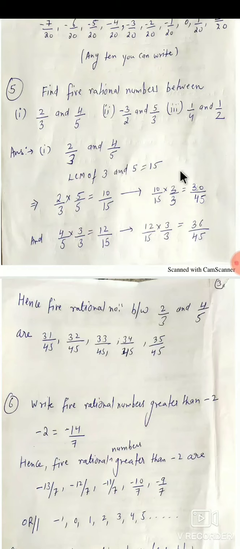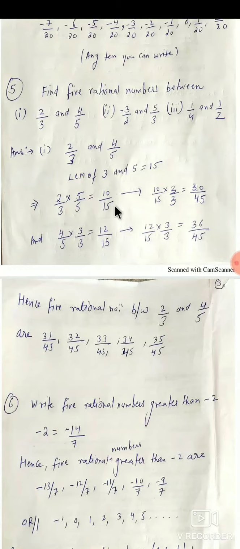Same way, LCM is coming 15. That means for 2 by 3, I have to make the denominator 15, so I will multiply by 5. That is coming 10 by 15. For 4 by 5, I have to make the denominator 15, so I am multiplying by 3. So it is coming 12 by 15.